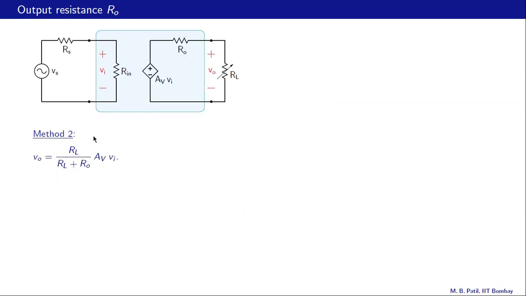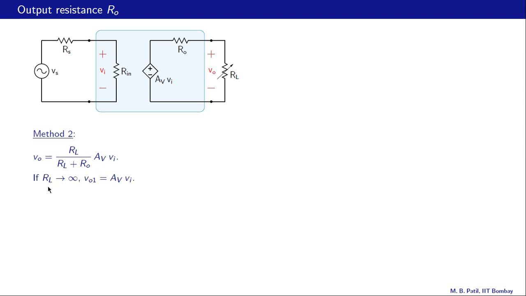Here is the second method. In this method, what we do is keep the input voltage source constant throughout the procedure. So we don't make any changes on the input side, so Vi remains constant. And then we look at VO. So what is VO? It is RL divided by RO plus RL times AV times Vi. Simple voltage division, and that is what this equation says.